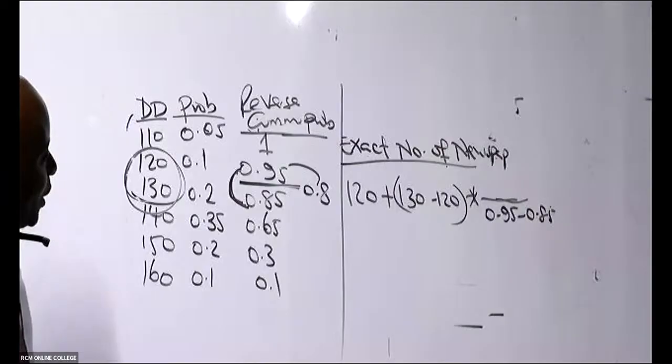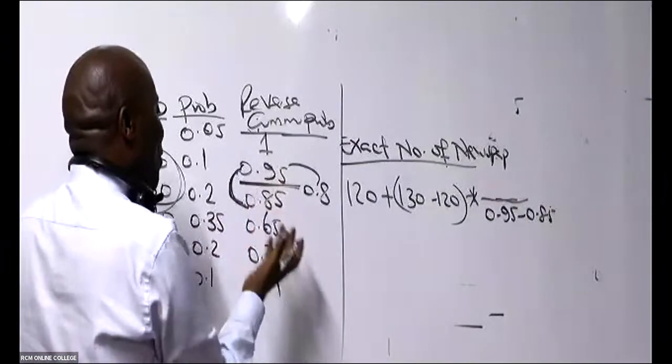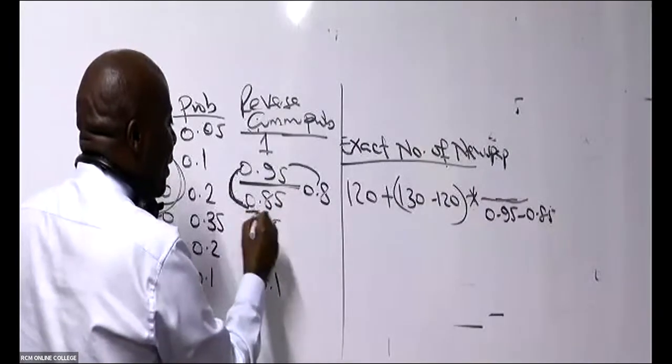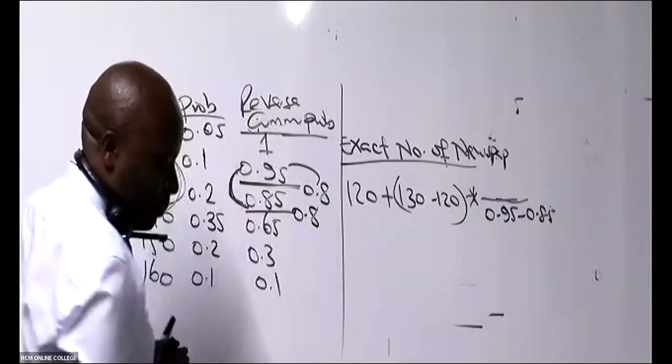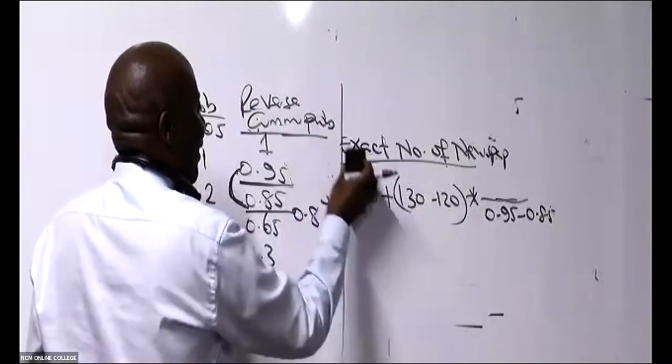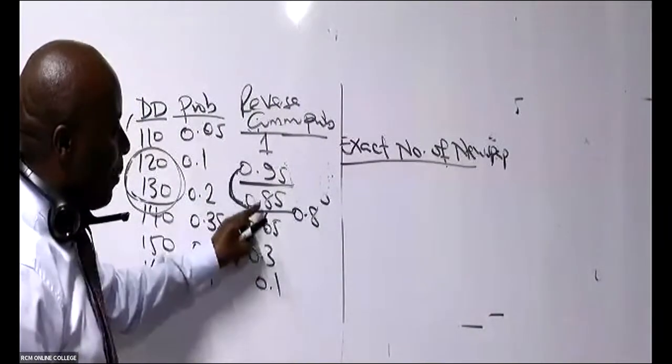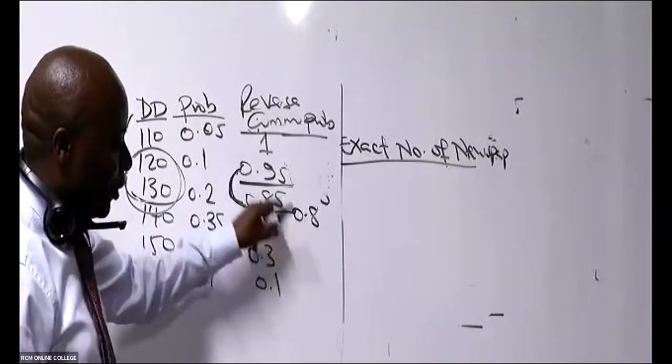Sorry, 0.8 is not here. Look at what I'm doing. 0.8 is here, isn't it? Human is to err. 0.8 is there. Sorry for that. But again, you have learned something. So 0.8 is in between 0.65 and 0.85. It's a number in between here, isn't it?